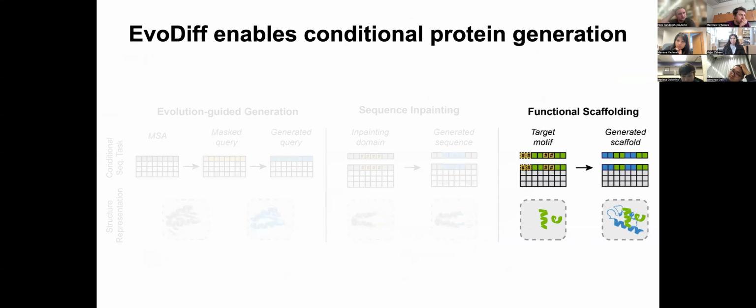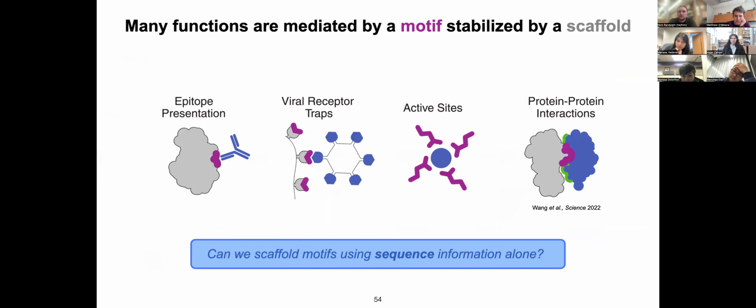Okay, and lastly, I wanted to get into this idea of functional scaffolding. In this case, we really wanted to assess the limits of how well we can generate new protein sequences that exemplify a given structure. The motivation for this goes back to the introductory question: many functions we know are identified by a particular motif that's stabilized by a scaffold.